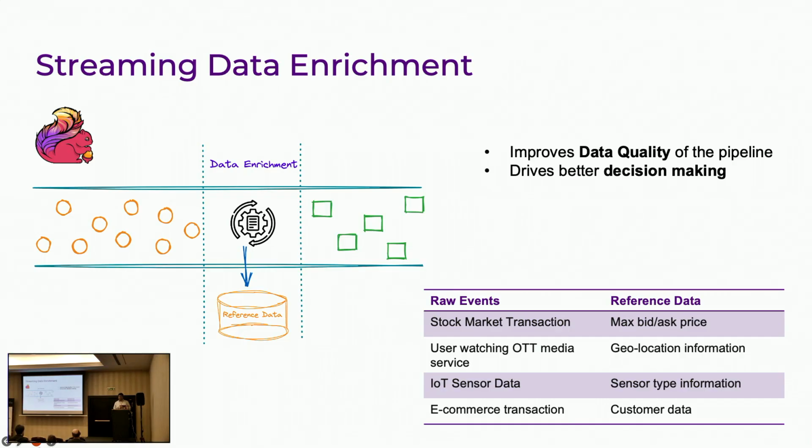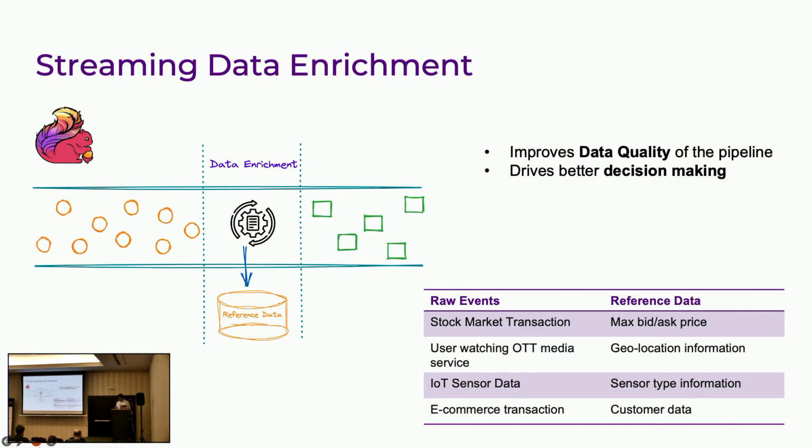Streaming data enrichment is about enriching raw events with additional information known as reference data, so that the downstream system can have a complete view of the data. It helps to improve the data quality of the pipeline and also drives better decision making. Enrichment is a broader subject, and it also includes cleansing, validation, filtering, and all of that. But for the purpose of this talk, I'm going to focus on how you can enrich your stream processing application with the reference data.